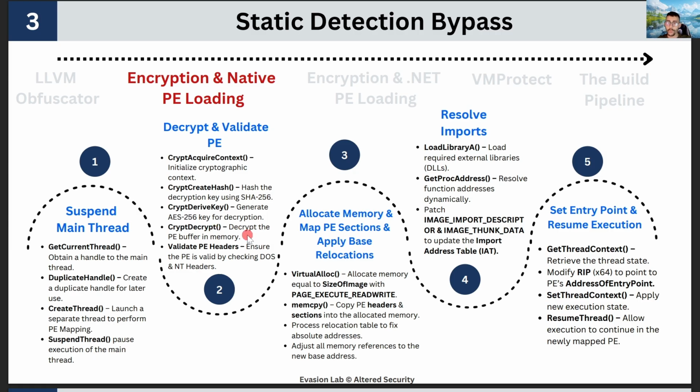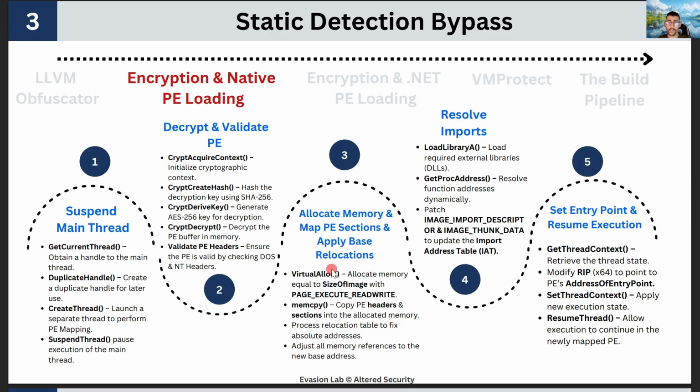After making sure that the PE buffer is decrypted, we will validate it and ensure it's a valid PE by checking the DOS and the NT header of that decrypted PE. And if it's valid, next we will allocate memory the size of Mimikatz, map the headers and sections, and apply base relocations to this mapped PE in the allocated memory.